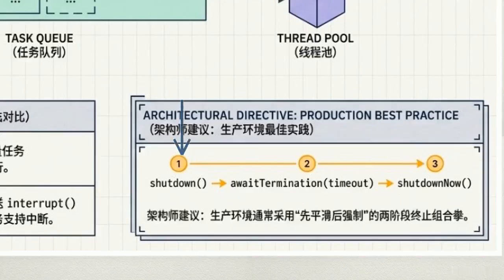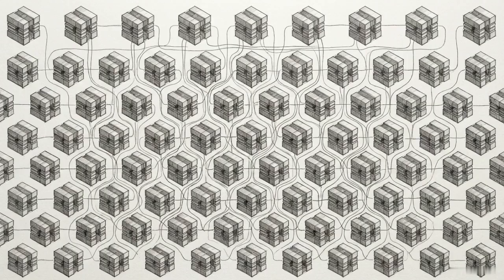Production best practices dictate a smooth followed by forceful sequence. Call shutdown, wait for completion, and only fall back to shutdownNow if the timeout expires. Predictable thread termination is a mechanical requirement for maintaining system stability and data integrity.